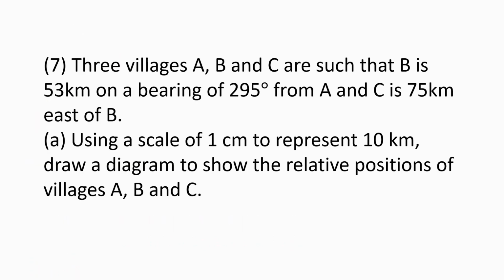Question 7. Three villages A, B, and C are such that B is 53 kilometers on a bearing of 295 degrees from A, and C is 75 kilometers east of B. At A, using a scale of 1 centimeter to represent 10 kilometers, draw a diagram to show the relative positions of villages A, B, and C.